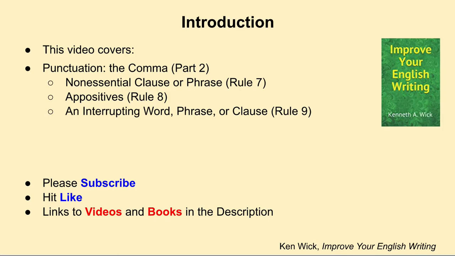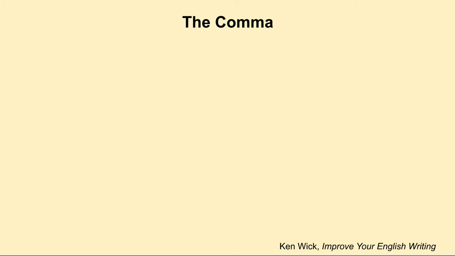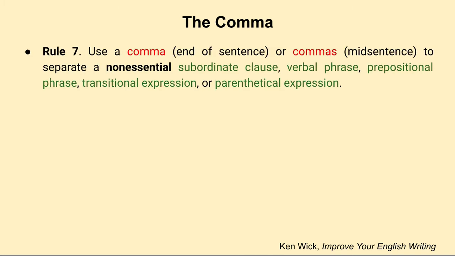Let's get right to it. So rule number 7. Use a comma at the end of a sentence, or commas mid-sentence, to separate a non-essential subordinate clause, verbal phrase, prepositional phrase, transitional expression, or parenthetical expression. So basically, it's a non-essential any one of these.